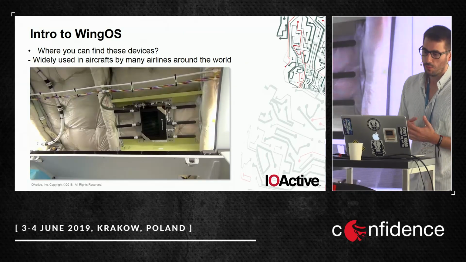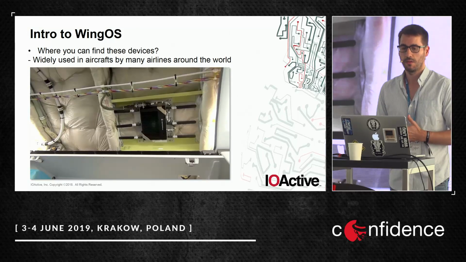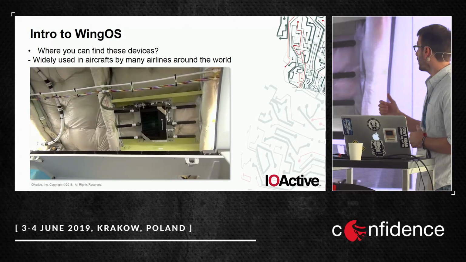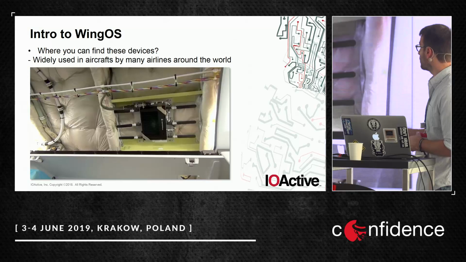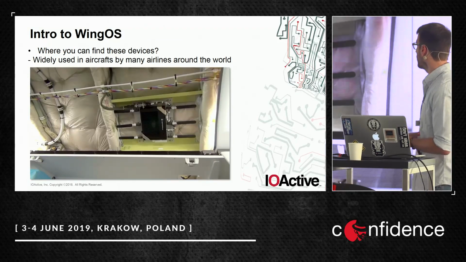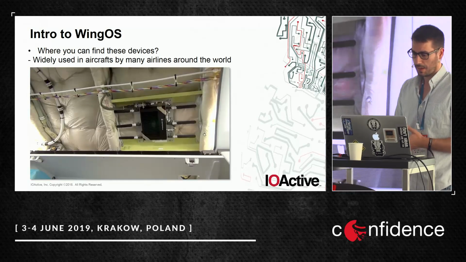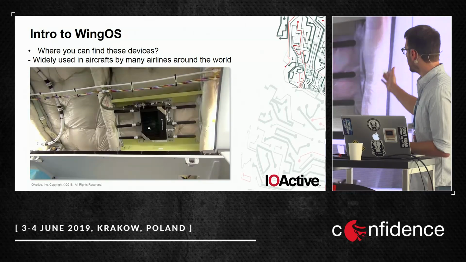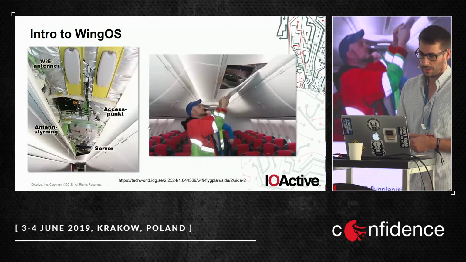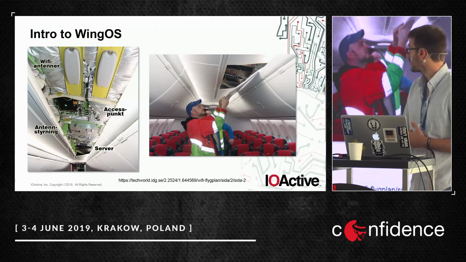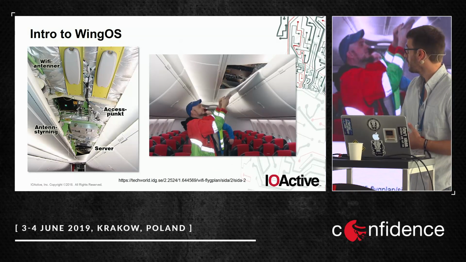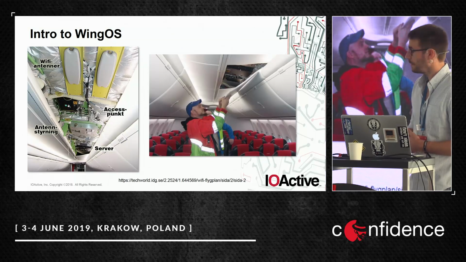So where can we find these devices? Well, first, as I said, we can find them in aircraft. It's widely used by many airlines around the world. We can see from some pictures on the internet that sometimes they even have the Motorola access point on the ceiling of the aircraft. There are other pictures where we can see the Contron device, the Cavium Connect box, on the ceiling of the aircraft.